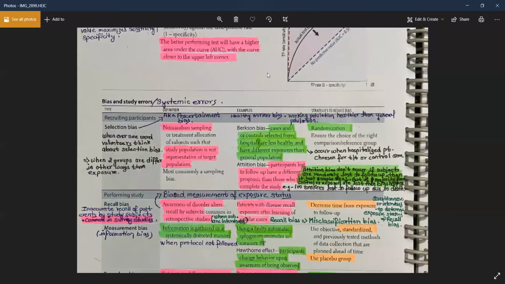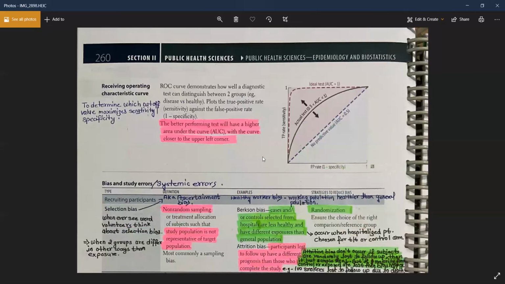Then the ROC curve, which is the receiver operating characteristic curve. The only thing that you need to know on this curve is, the higher the area under the curve, the better your test is. So what Step 1 is going to do is give you this kind of graph of different tests, and they will ask you which test is best. The test which has the highest area under the curve would be best.